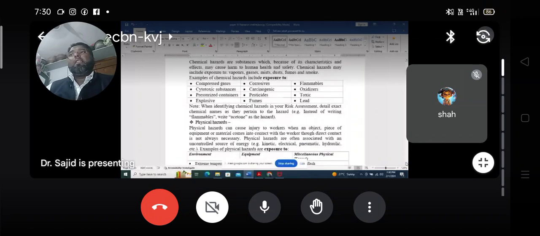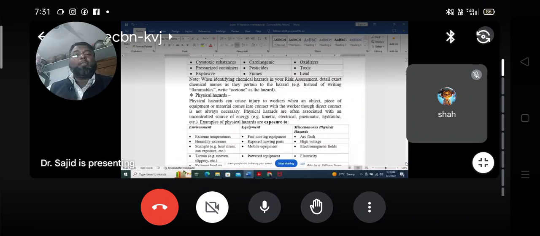See, whenever any type of hazardous material is present in your lab, first of all you have to find the risk of that material, and accordingly you have to prepare the chart for safety.